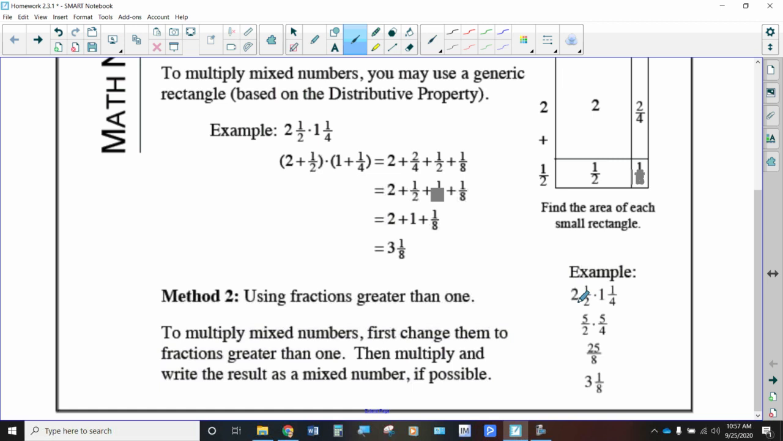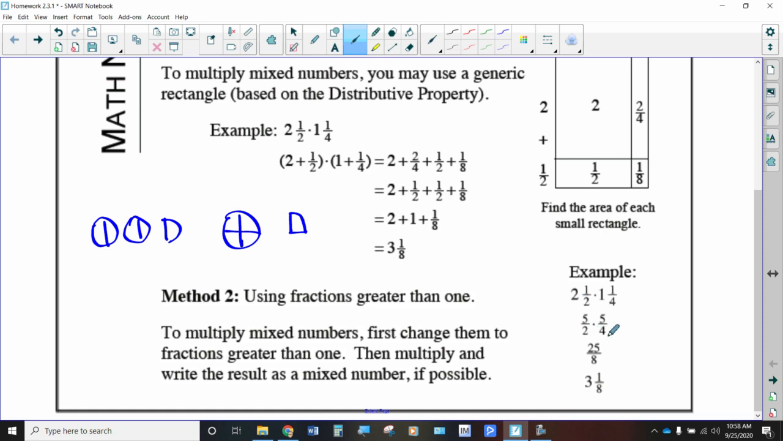I always like to change my mixed numbers to fractions and then just multiply straight across, and you never have to worry about common denominators when you're multiplying fractions together. So 2 and 1/2, if I could use my model again, how many total halves are there? 1, 2, 3, 4, 5 halves. And 1 and 1/4, how many total fourths are there? 1, 2, 3, 4, 5 fourths.